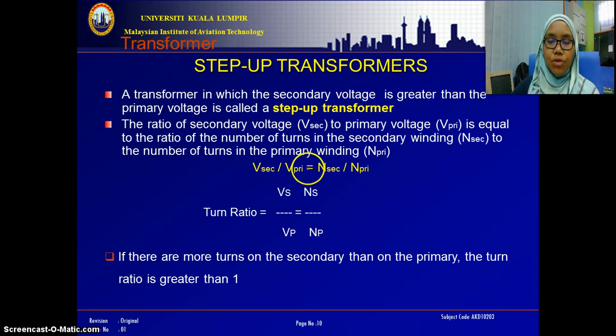Now we go to the step-up transformer. A transformer in which the secondary voltage is greater than the primary voltage is called a step-up transformer. The step-up transformer has a turns ratio which is greater than 1. So again, we can use the turns ratio or the relationship between the voltage ratio and turns ratio to find whether the transformer is step up or step down.